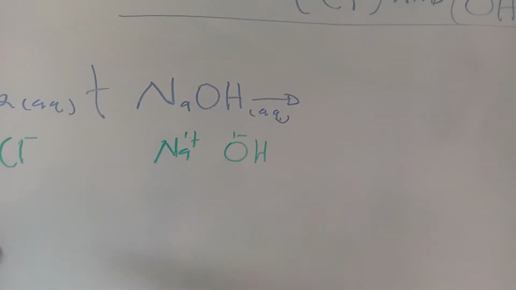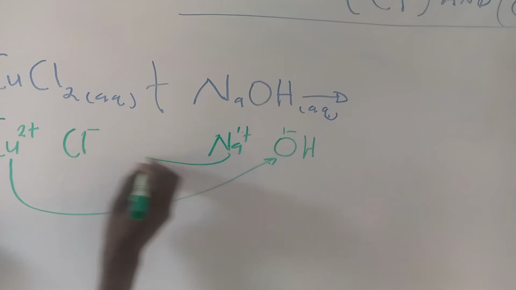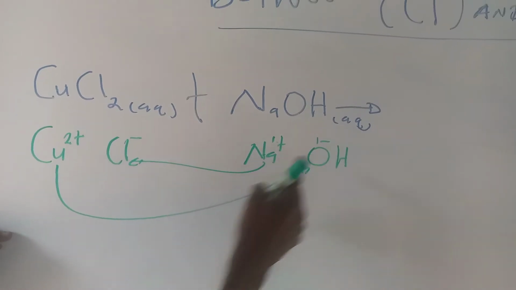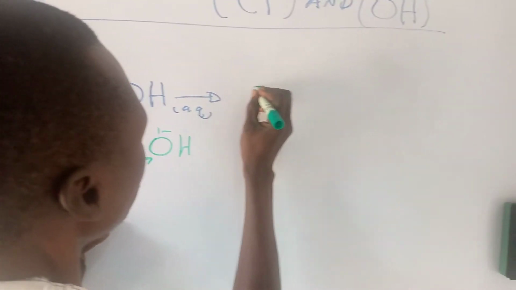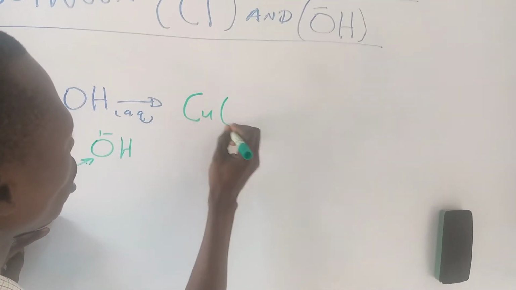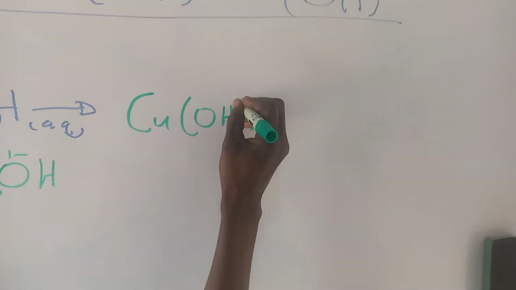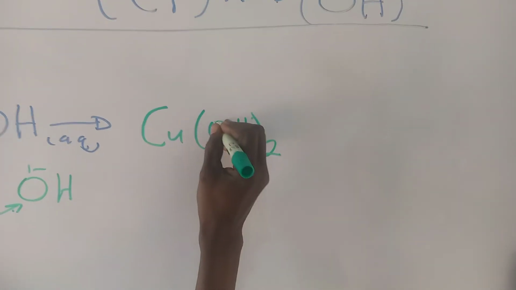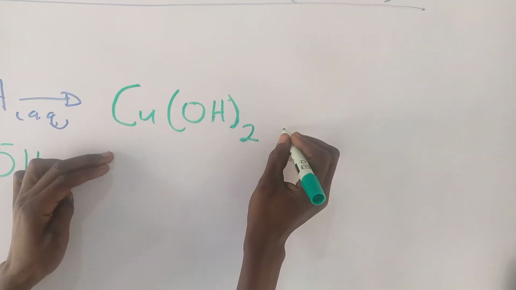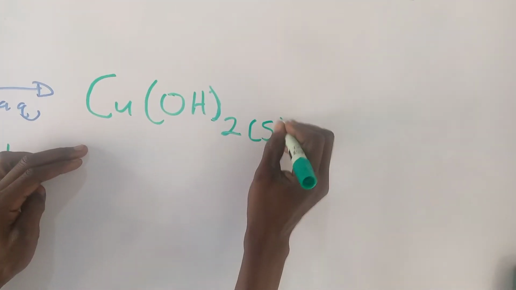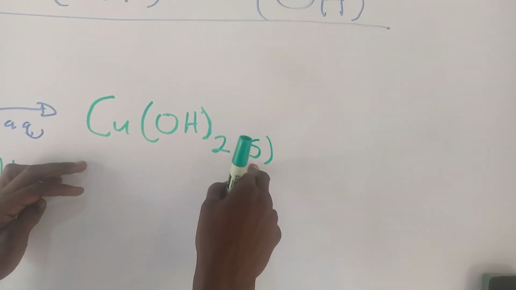So we combine the positive with the negative, so we are going to see copper and hydroxide. When you combine copper and hydroxide, they form copper 2 hydroxide. Since all hydroxides are insoluble, the physical state for hydroxide is what? Solid. Solid in chemistry means precipitate.